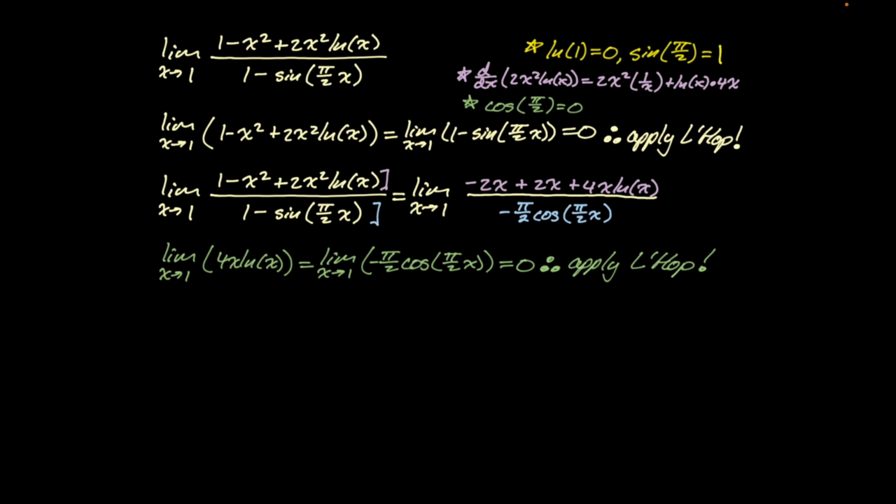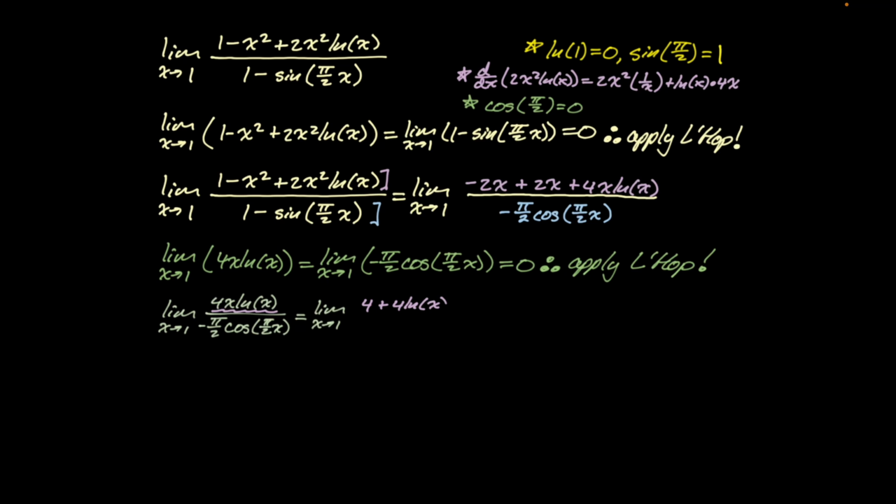So the limit that we have so far, which I'm going to drop the negative 2x plus 2x, combine those, right? So we have the limit as x approaches 1, 4x natural log of x over negative pi over 2 cosine of pi over 2x, is equal to the limit as x approaches 1. We're doing L'Hopital's, so we need the derivative of this. This is a product rule again. So it's going to be 4x times 1 over x, which is just 4, plus natural log of x times 4. So we have 4 plus 4 natural log of x.